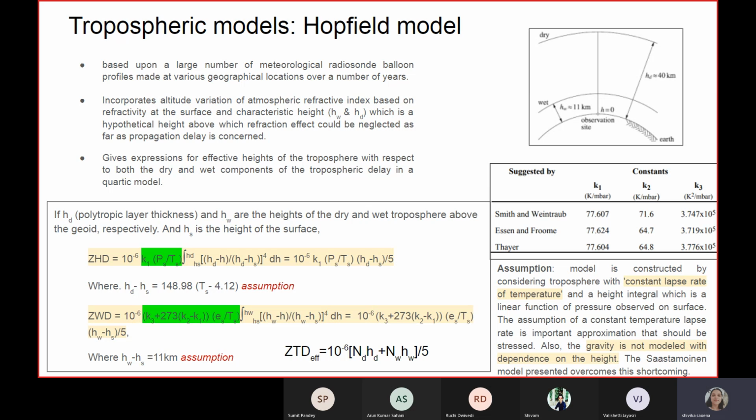Okay. So that assumption that we are talking of, which should not be assumed very easily, has been taken care of in the Saastamoinen model, which is a more popular model generally used to compute the ZHD or the hydrostatic delay. Here, gravity is also not modeled with the dependence on the height. As we have seen in the Saastamoinen model, we are using the concept of hydrostatic equilibrium. Okay, we are computing pressure from the gravity measurements.